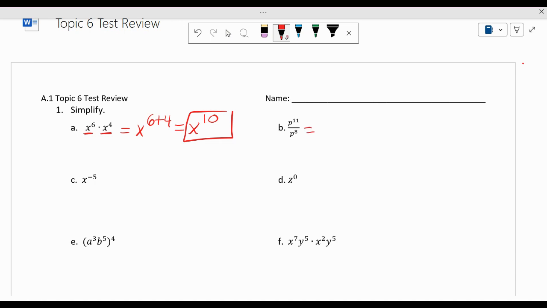When we are dividing exponent terms and they have the same base, they have a p on top and a p on bottom, we subtract the exponents. So that's p to the 11 minus 8, which equals p to the 3rd power.